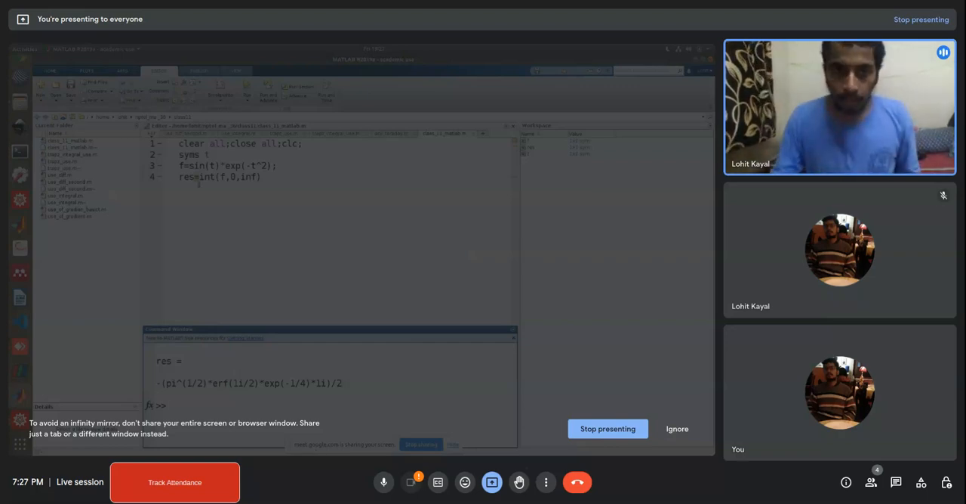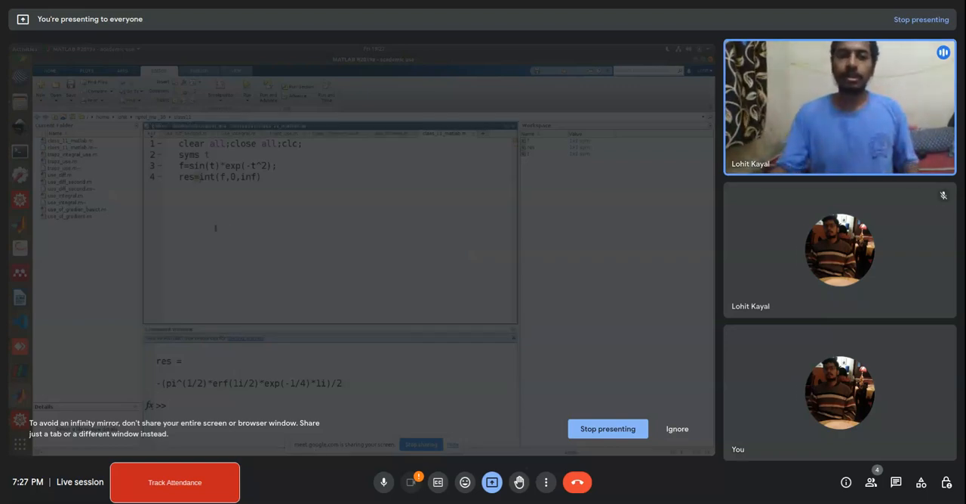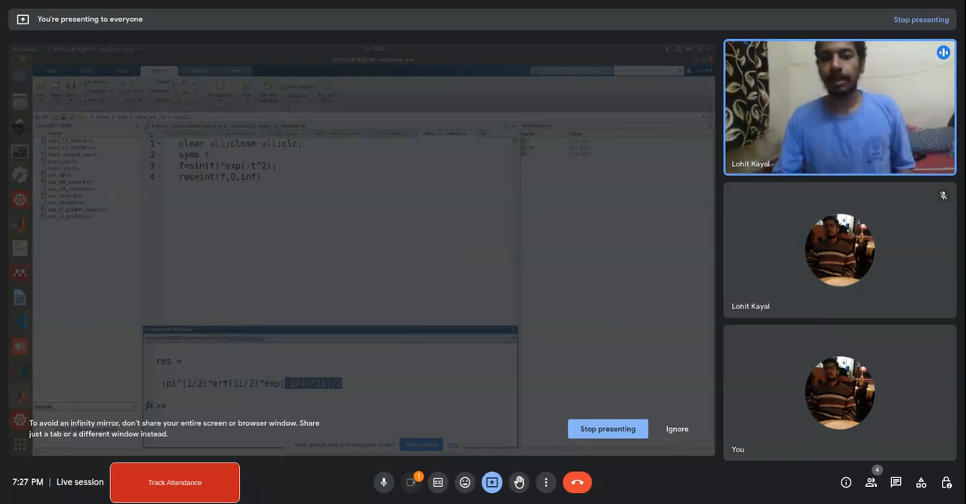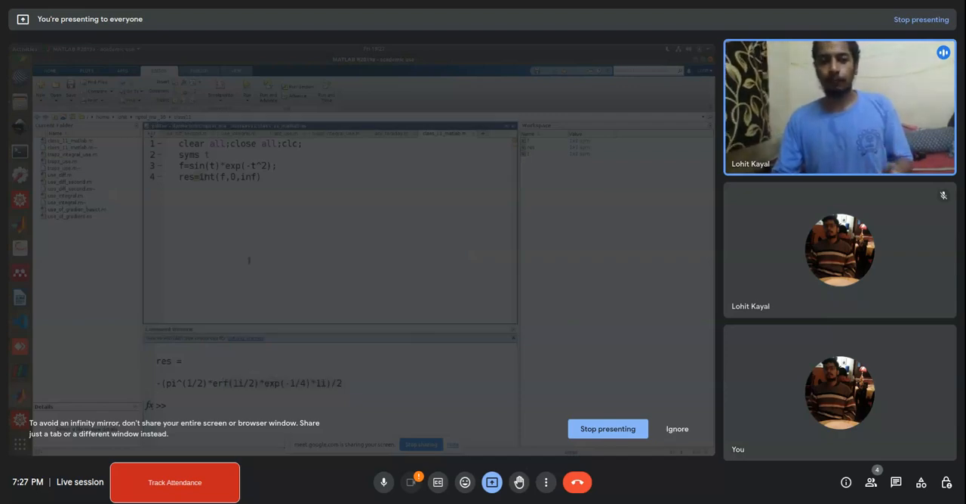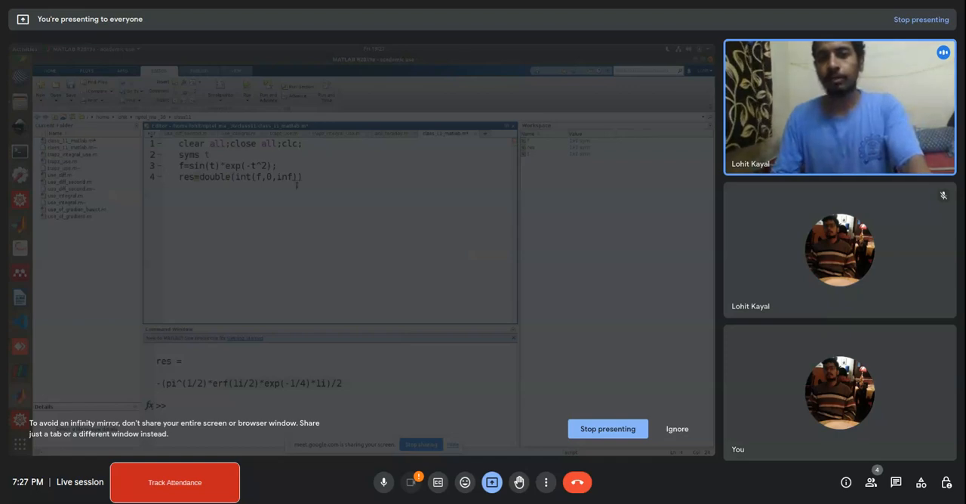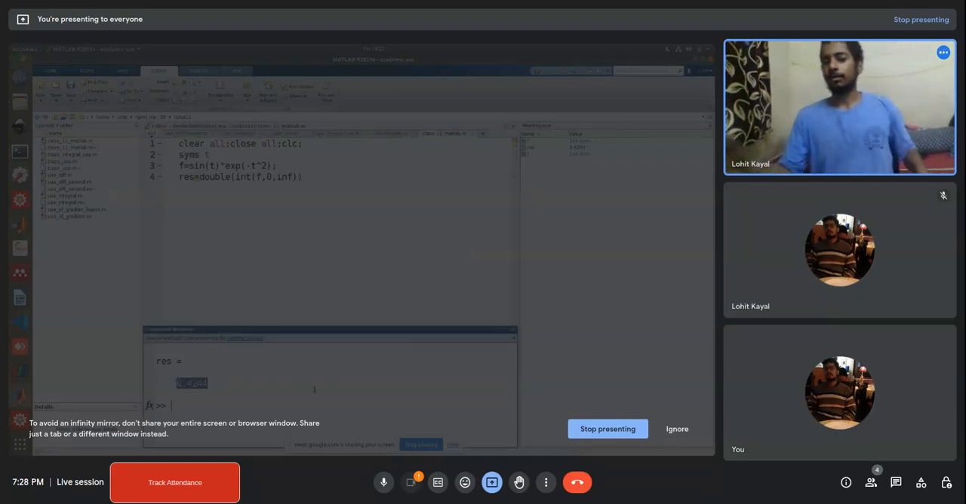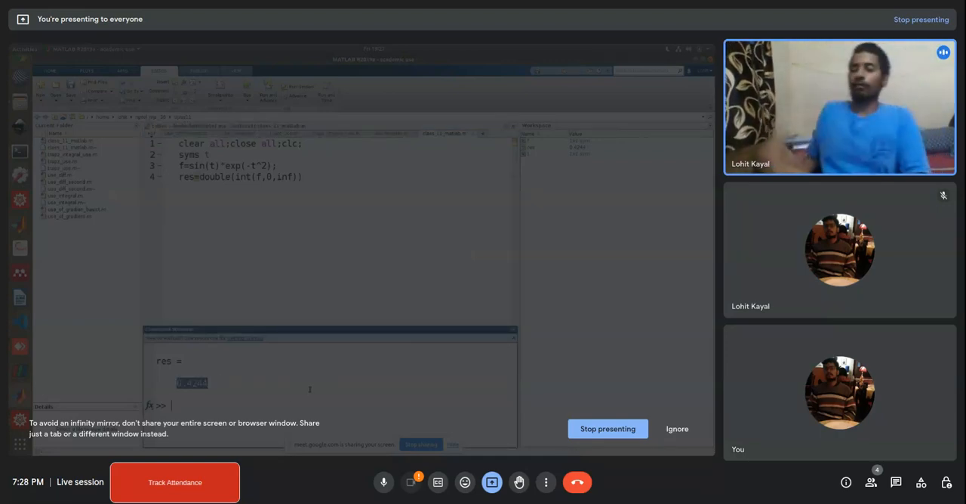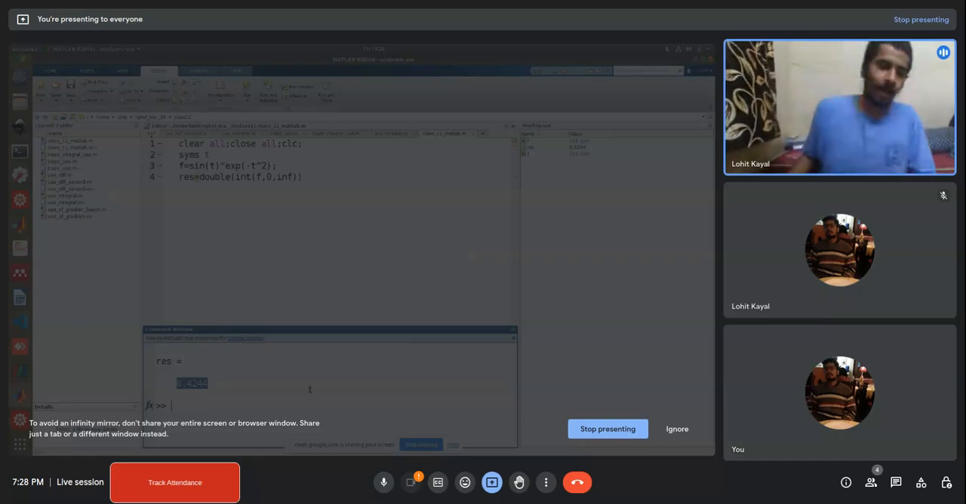Now to do that you need to use double. So this is a symbolic expression, right? Exp to the power minus 1 for ERF something. To get a number from it, you need to use double. Double is a data type, and it converts a symbol to a number. It gives you this answer, 0.4244. Okay, so I hope the idea of using int is clear.